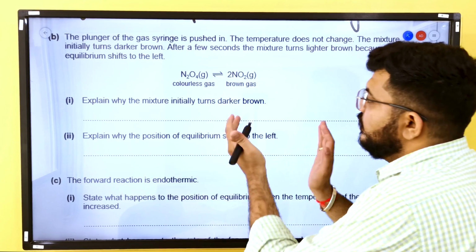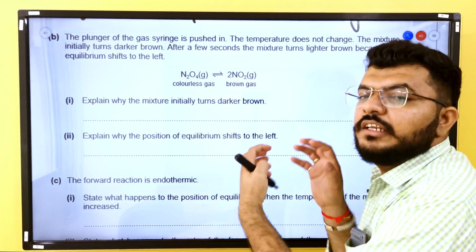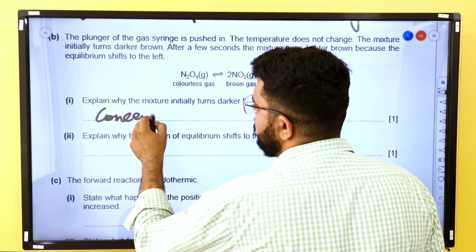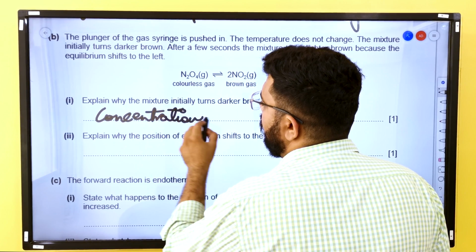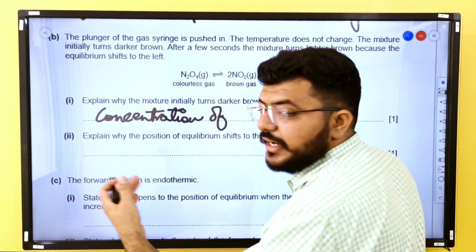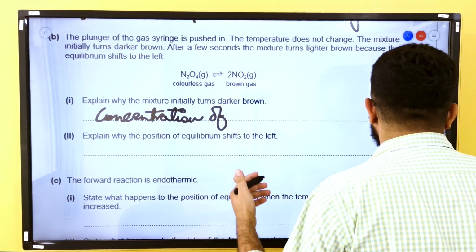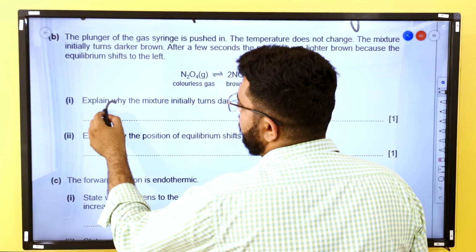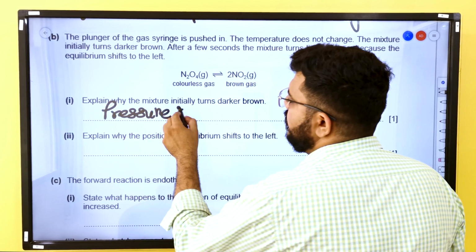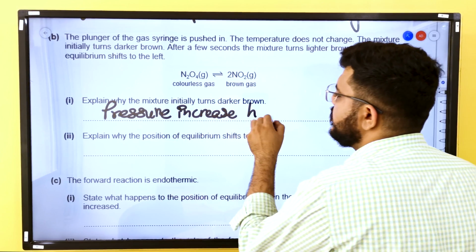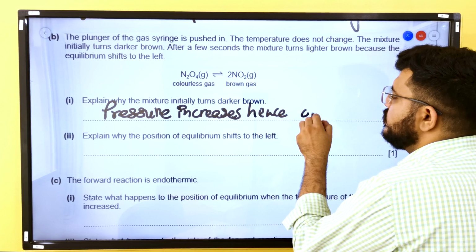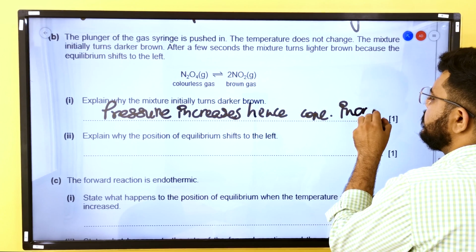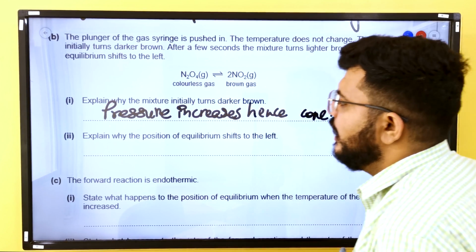Explain why the mixture initially turns darker brown. What will happen? First, the concentration of brown gas is going to increase because it is enclosed inside a smaller space. We can simply write the pressure increases, which brings the NO2 gas together. So I will write pressure increases, hence concentration increased, or the gas is compressed.